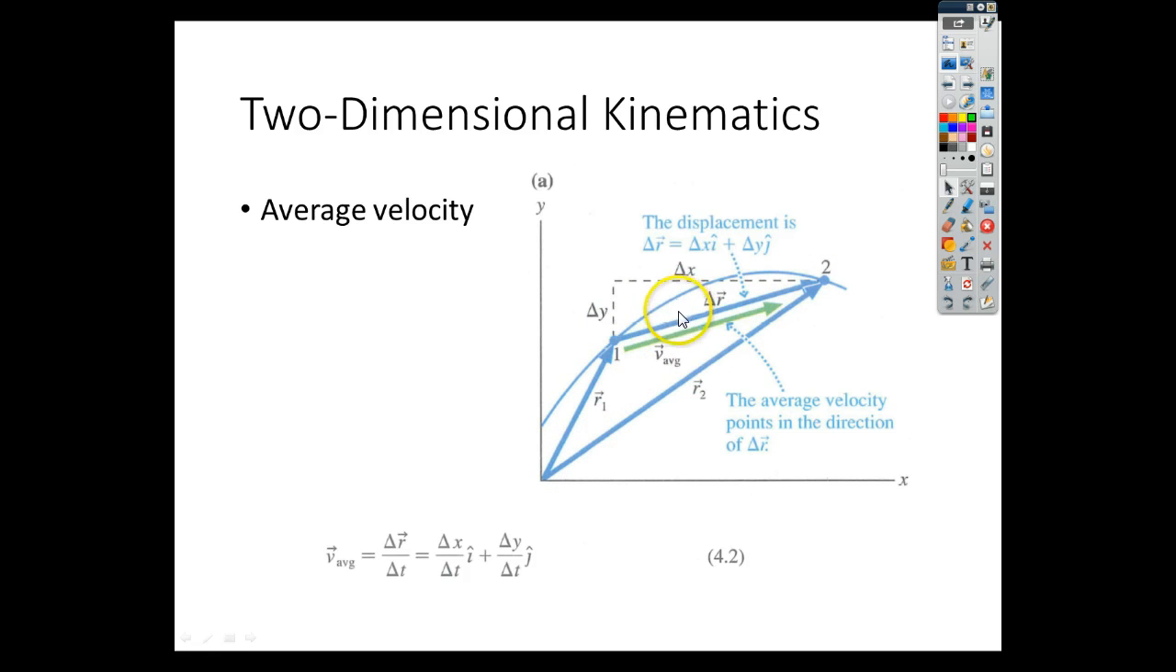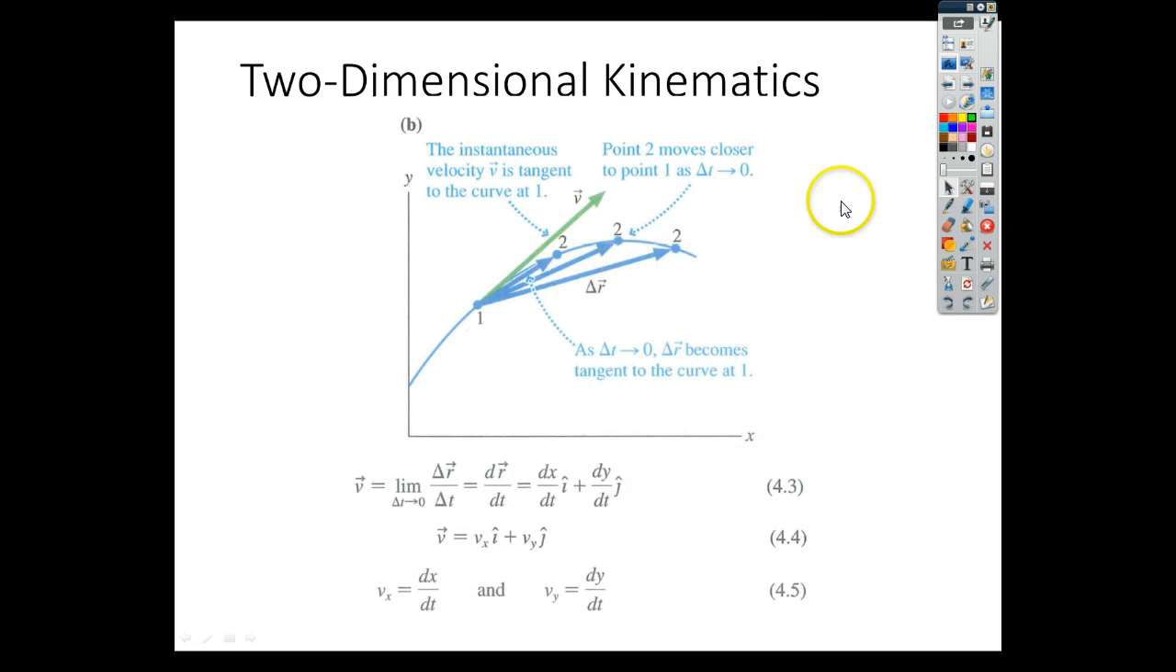The change in those displacements would give me the average velocity. So we could say the average velocity is the change in displacement between R2 and R1. Or we could say it is the change in the y and the change in the x components, and so you'll see that notation here.